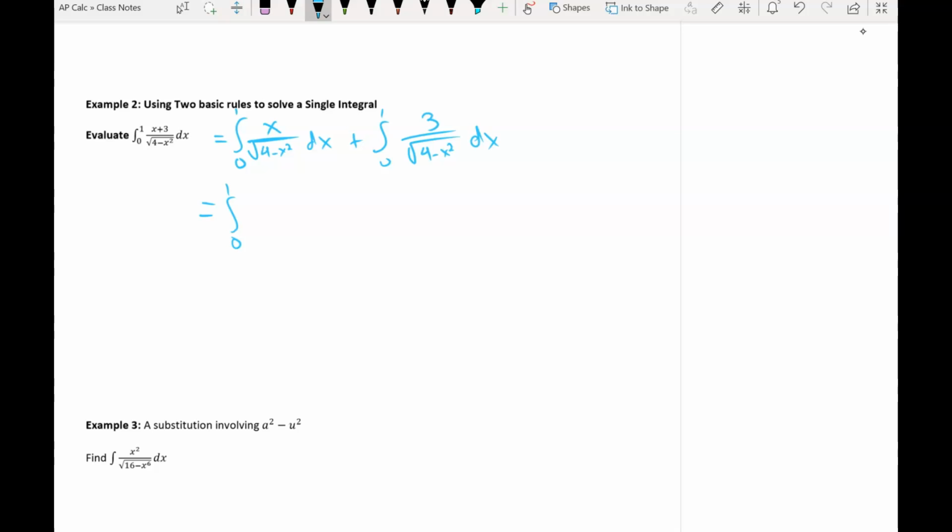Technically, 4 minus x squared, that quantity, is being raised to the 1/2 in the denominator. Bring that up to the numerator and make its exponent negative. This is the same as x times (4 minus x squared) to the negative 1/2 dx, plus, then this is a constant 3. I can pull that out. 3 times the integral from 0 to 1, and I'm left with 1 over the square root of 4 minus x squared dx.